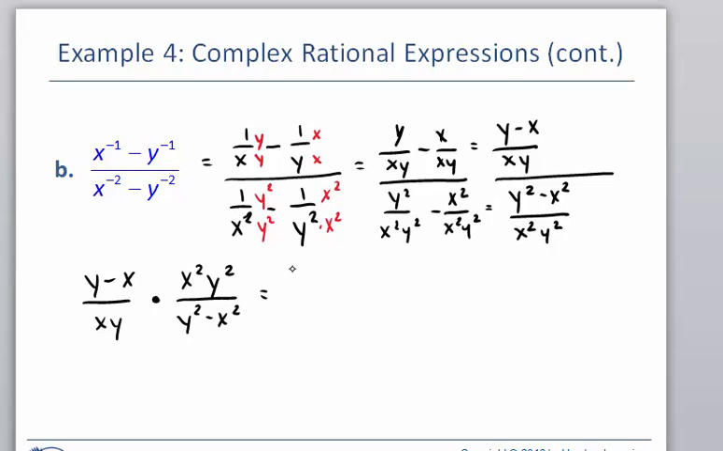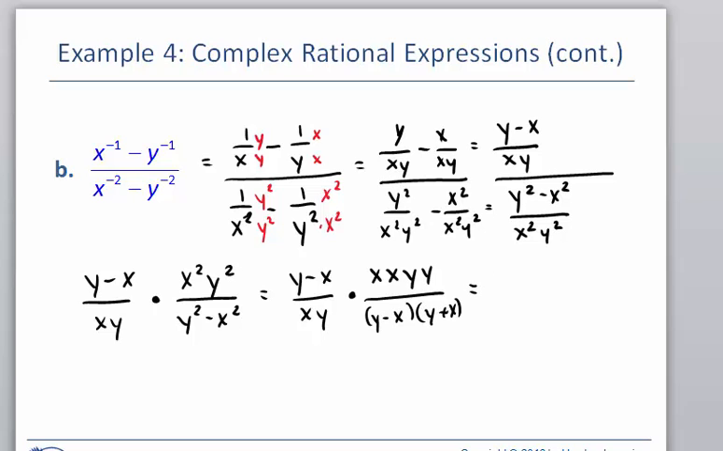Now, let's look at what we really have here. Let's do some simplifying as we go. So y minus x is fine over xy. I'm going to leave that as it is. The x squared is really x times x, and y squared is y times y. So I'm going to break that out a little bit so I can see it better. And y squared minus x squared is a difference of two squares, so I can factor that into y minus x and y plus x.